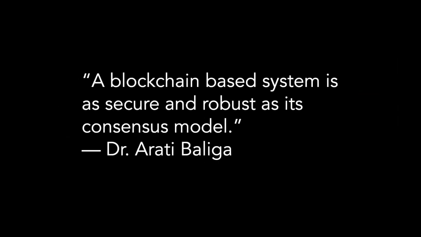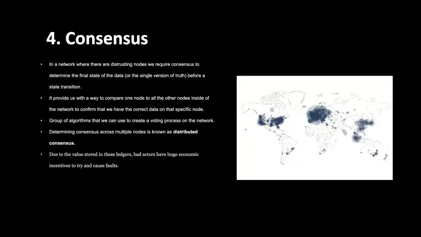Dr. Arthi Baliga said, a blockchain-based system is as secure and robust as its consensus model. In a network where there are distrusting nodes, we require consensus to determine the final state of the data, or the single version of truth, before we have a state transition. It provides a way to compare one node to all the other nodes inside the network to confirm that we have the correct data on that specific node. Consensus is also a group of algorithms that we use to create a voting process on the overall network.